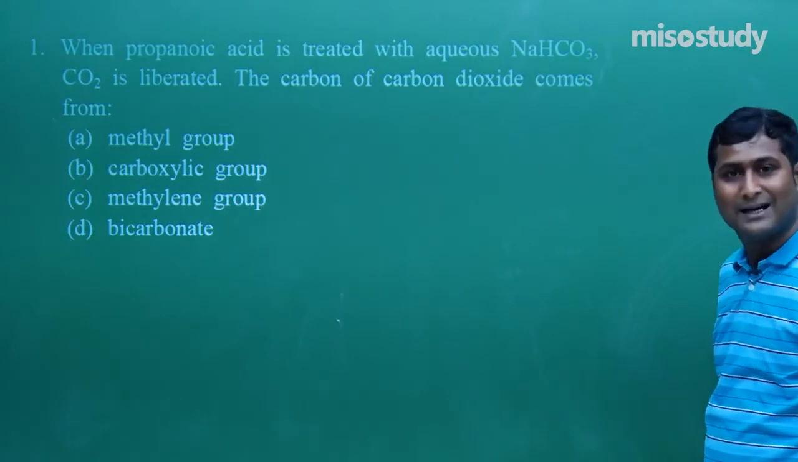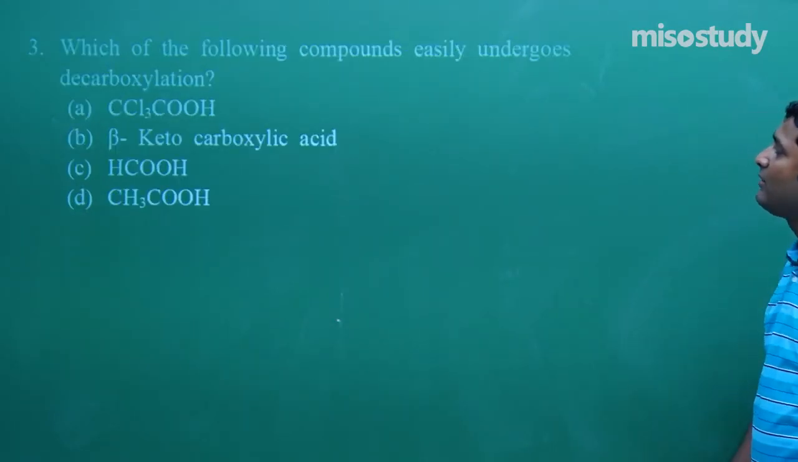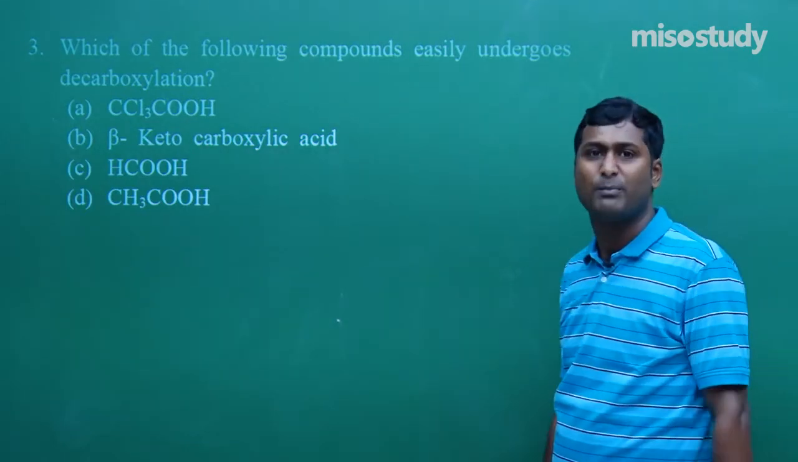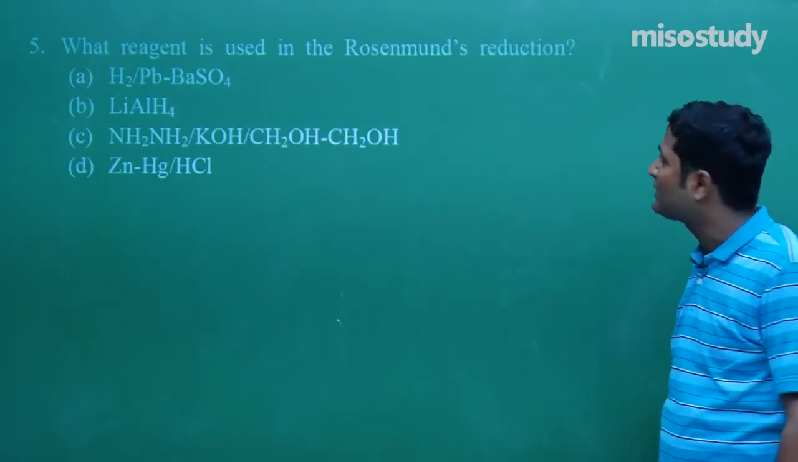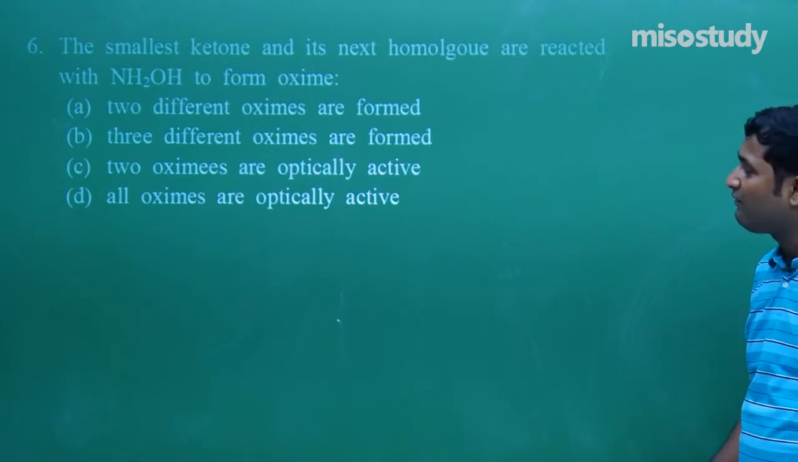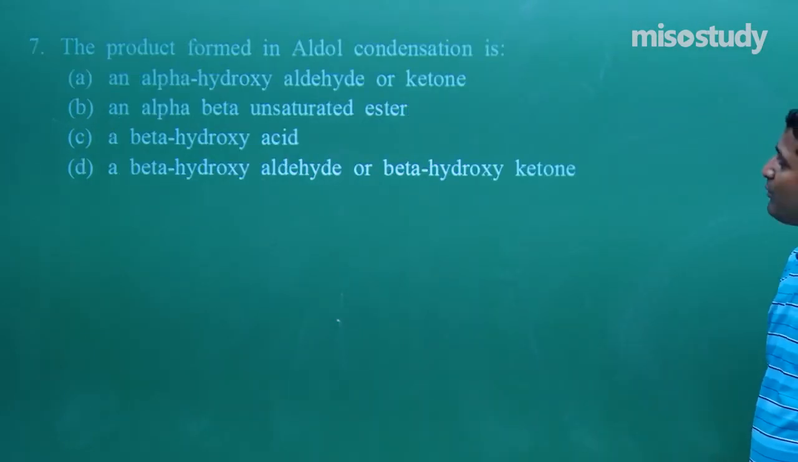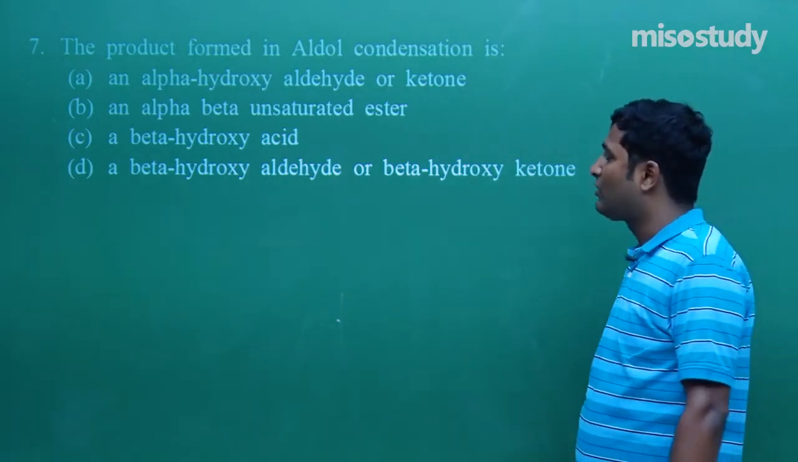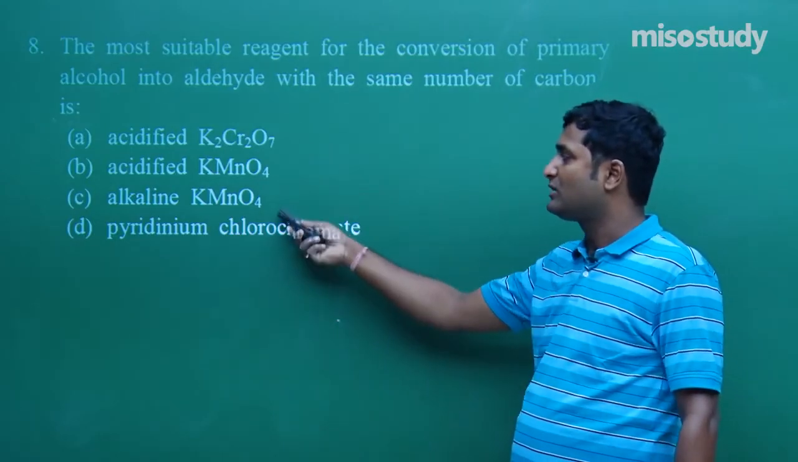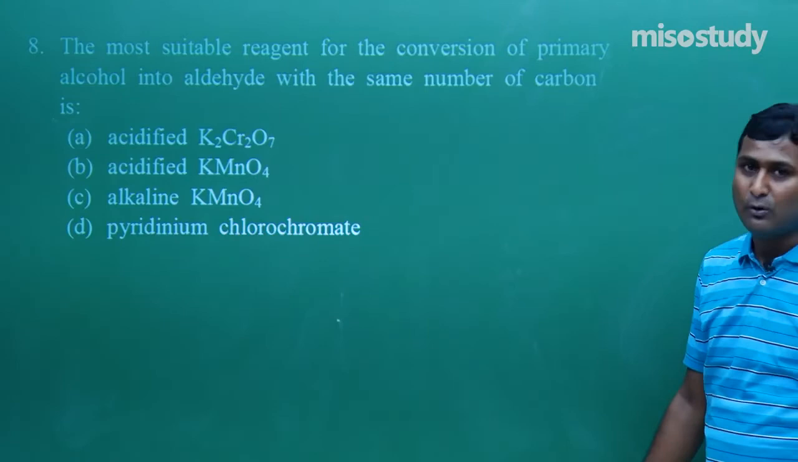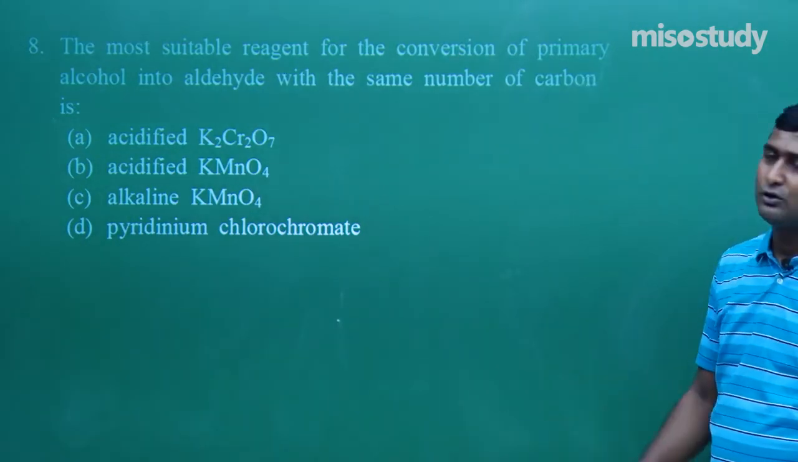For question number 1, as I told you, that is bicarbonate. For question number 2, A is the correct option, a calculation type part. For question number 3, which of the following compounds easily undergoes reaction due to the presence of a keto group, beta keto carboxylic acid? For this, the product B is alanine. Clear? For question number 5, A is the correct option, Rosenmund reduction. For question number 6, it forms 3 different oximes, so B is the correct option. For question number 7, the product formed in aldol condensation, we know, is a beta hydroxy aldehyde or beta hydroxy ketone. The most suitable reagent for the conversion: as I told you, if I use the other reagents, the aldehyde will again convert to acid. So to prevent the further conversion of aldehyde into acid, we have to use PCC, pyridinium chlorochromate. So for this question, D is the correct option.